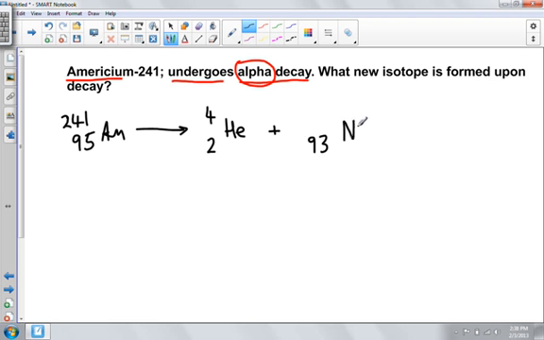That element is actually symbol NP for Neptunium, obviously after the planet Neptune. So that's how you get the atomic number. Now the mass number is exactly the same. If that's 241 here for americium and this is helium, then what's left here is 237. That's the mass number for this isotope in particular of Neptunium. And so really that's all it is.